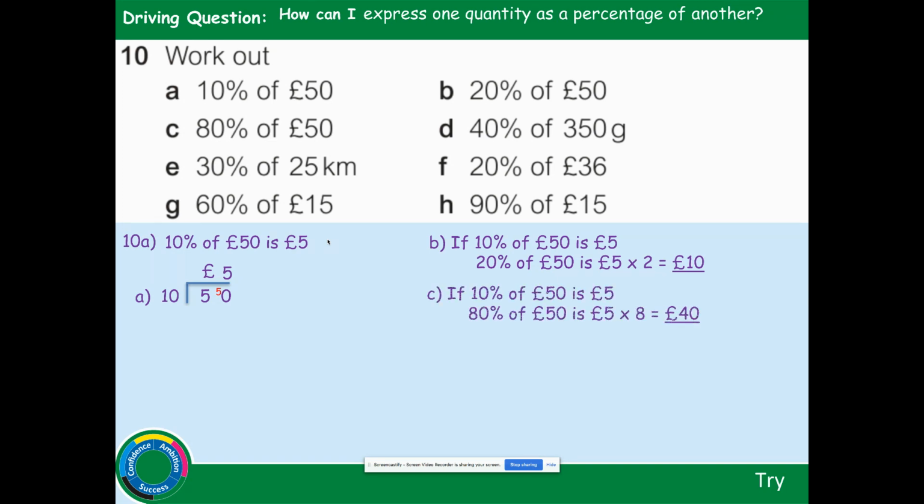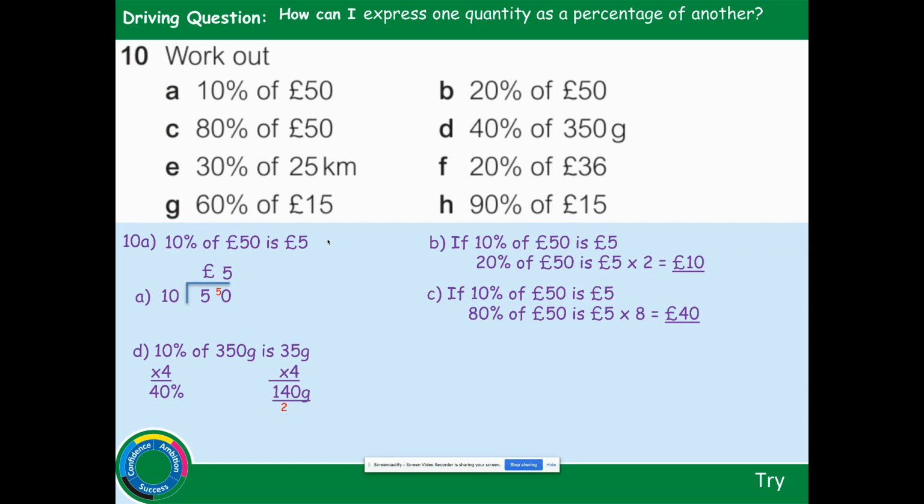Okay, so I started you off with C. If 10% is £5, 80% is £5 times 8, which is £40. Find 10% of 350. So if we multiply 10% by 4, we'll have our 40%. So we've got to multiply 35 by 4. That will give you 140 grams.